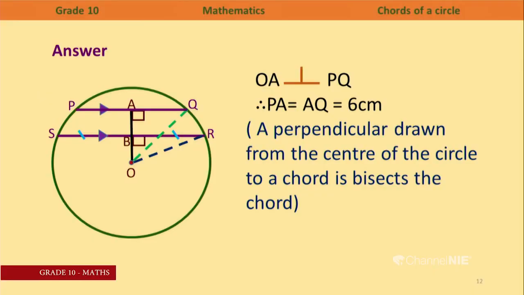Here OA is perpendicular to PQ. That was given, meaning I have constructed that. According to the converse of the theorem, we can say A is the midpoint of the chord PQ. That means PA equals AQ. We know the PQ chord length is 12 centimeters. Therefore, PA and AQ should each be 6 centimeters. We should consider the half of that.